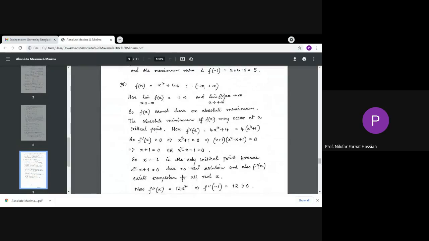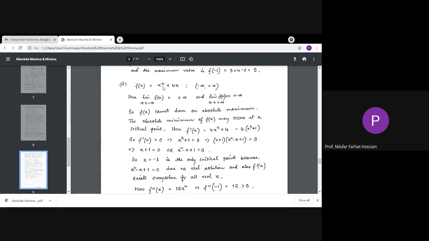Now the next problem. f(x) = x^4 + 4x. Again, the interval is from -infinity up to +infinity. So here, let us find the value of this function when x tends towards -infinity. Just think about this: (-infinity) to the power 4 becomes a positive number, positive infinity, to the power 4, plus 4 into a negative infinity.